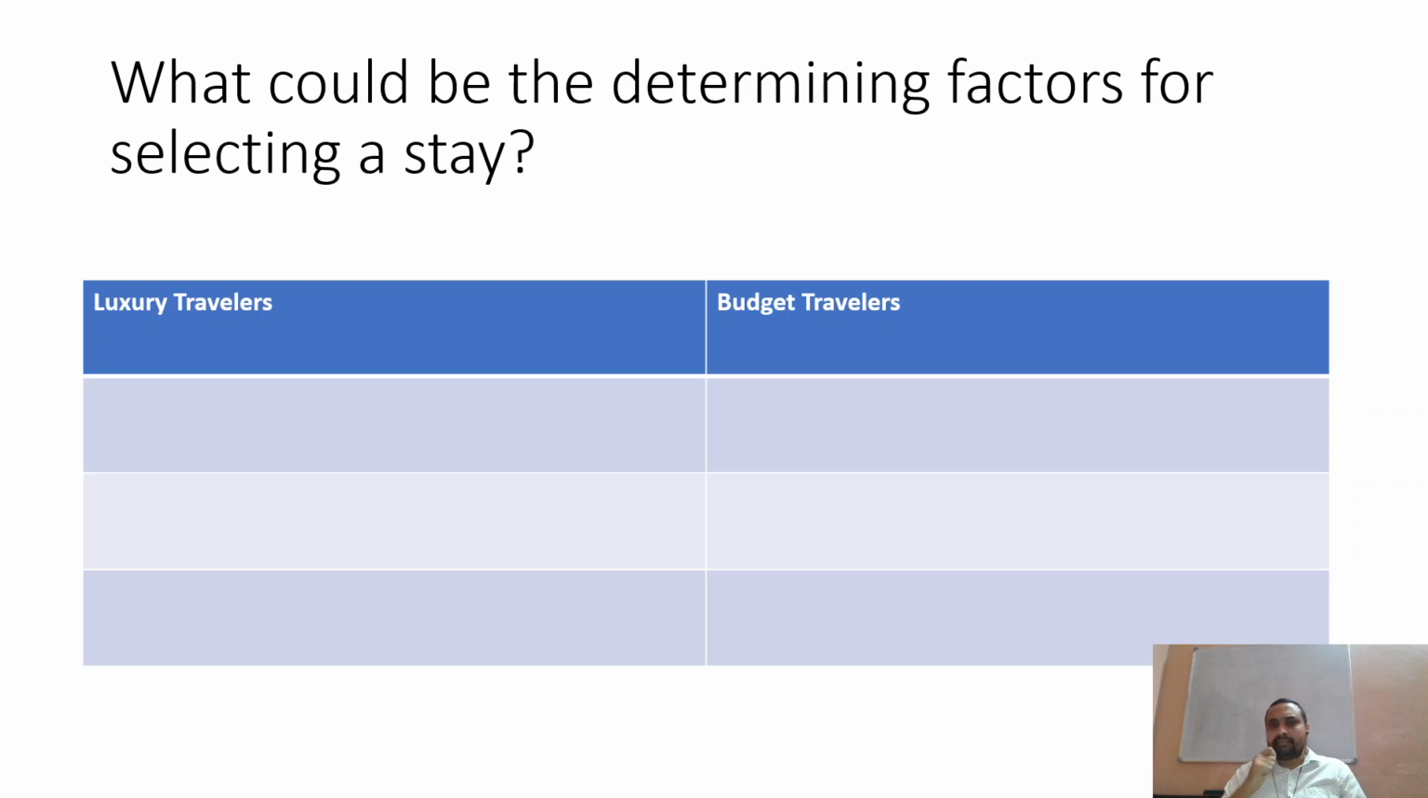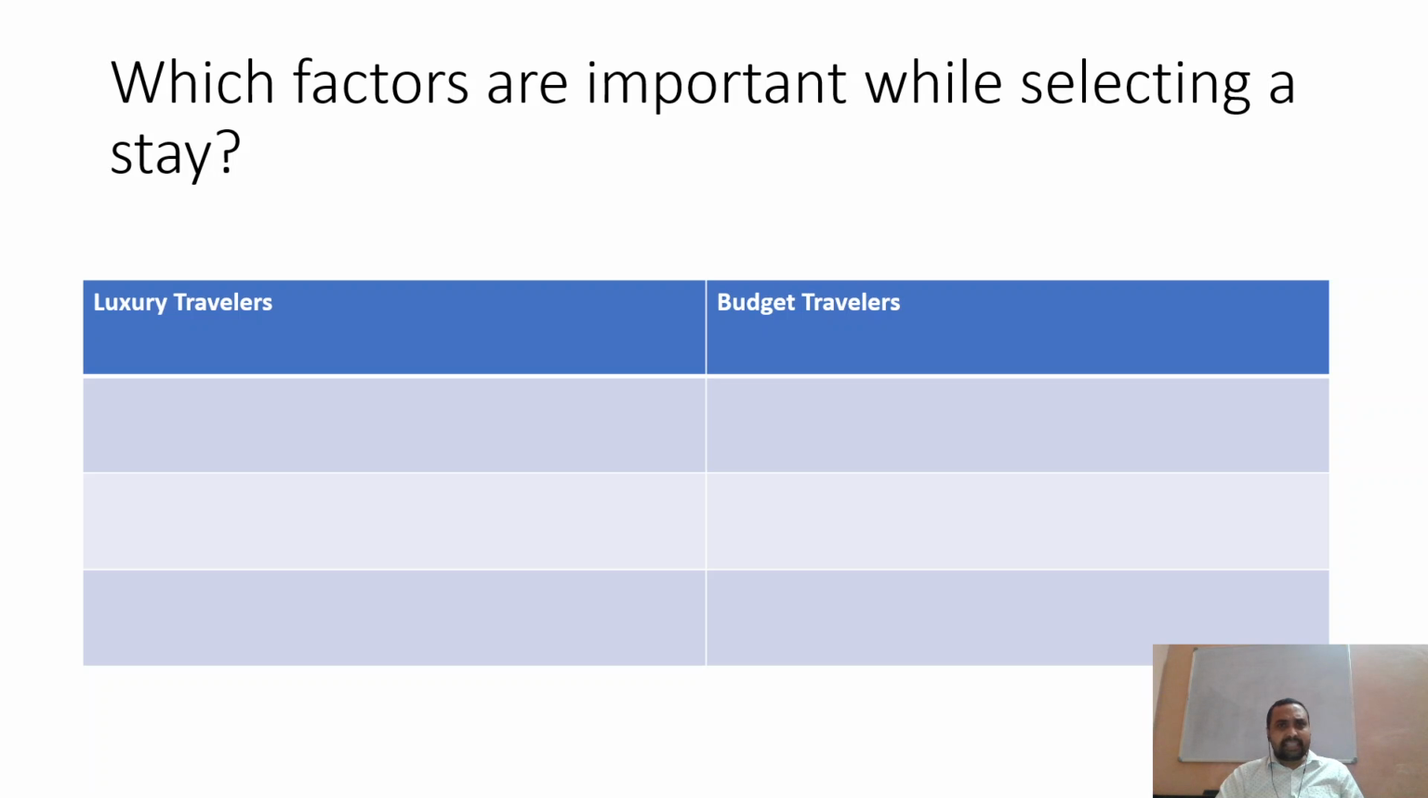What would a budget traveler be looking for? He may be looking for location, the price, how cheap or how expensive it is, and probably he may also be looking for the basic things like a clean toilet, a clean bed, maybe the AC should be working, the Wi-Fi should be working, or the TV should be working. So these are certain things that would attract a budget traveler. Can you see the different variations between these two segments, based on which they may decide which hotel to stay in or which hotel to book?